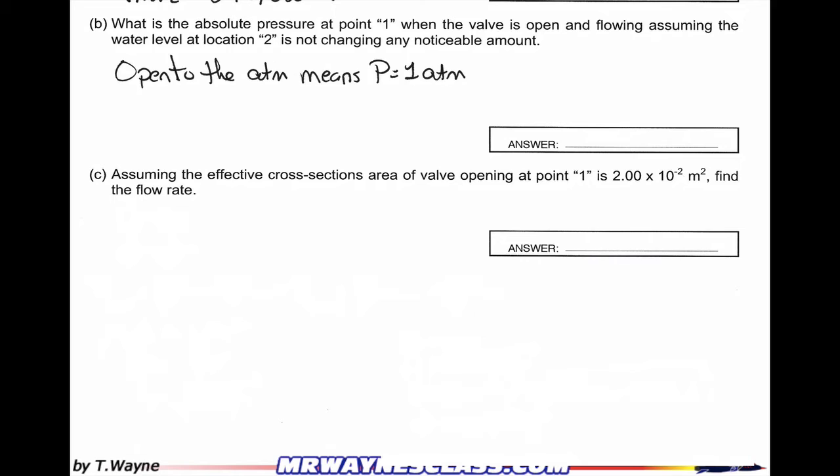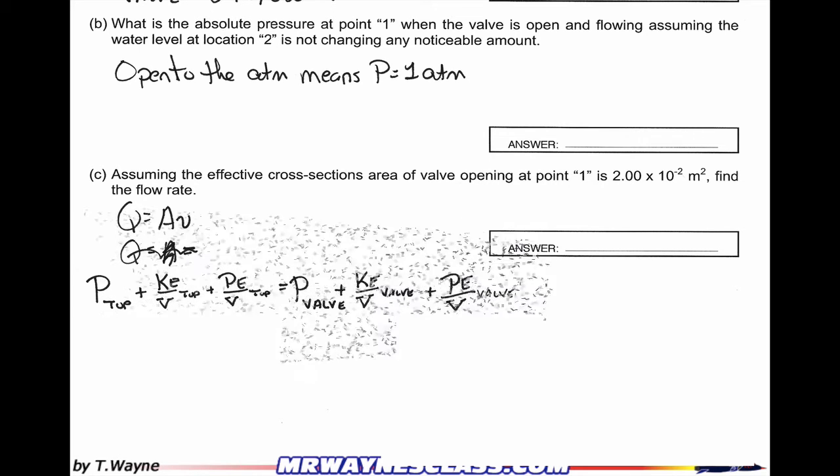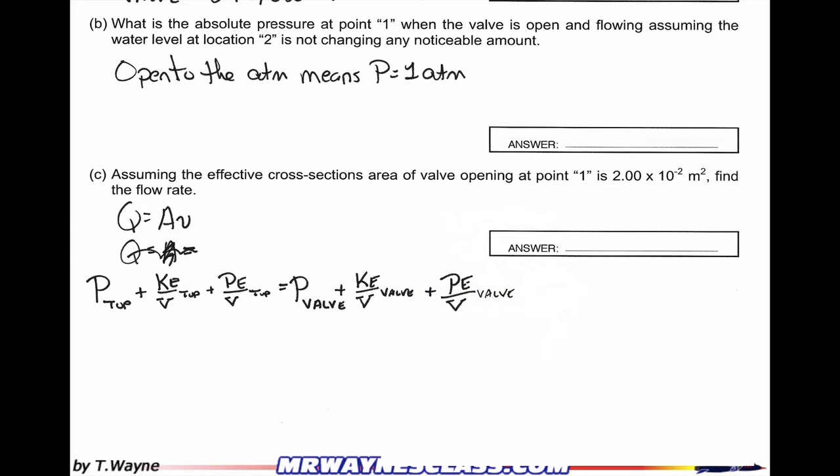Assuming the effective cross-section area of the valve opening is 2 times 10 to the negative second meters squared, a small valve opening, find the flow rate. So flow rate is volume over time, which is also area times velocity. So I'm going to use this idea of area and velocity because I know I can figure out the velocity that's coming out, and I know they gave me the area.